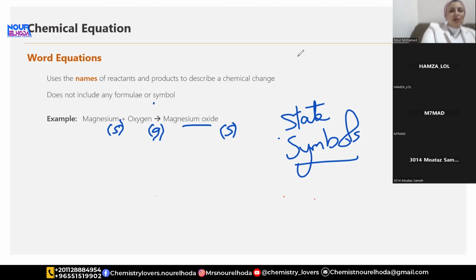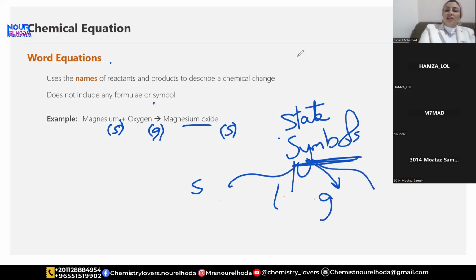So for sure it's going to be a solid. When do I write state symbols? When do I write S, L, G, AQ? This is very important. You write S when the substance is a solid, like a metal. It's a salt that doesn't dissolve in water, so it's S. But if I have a salt that dissolves in water, I write AQ.